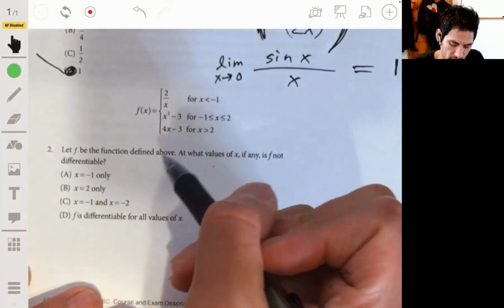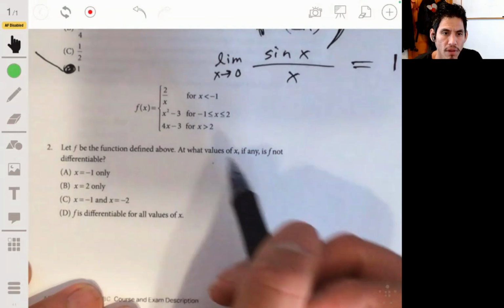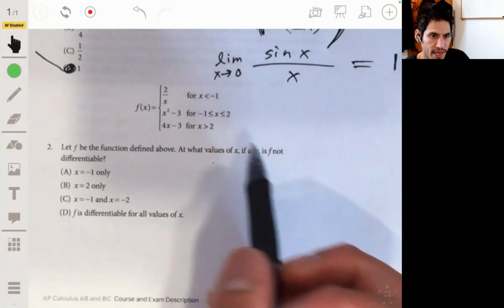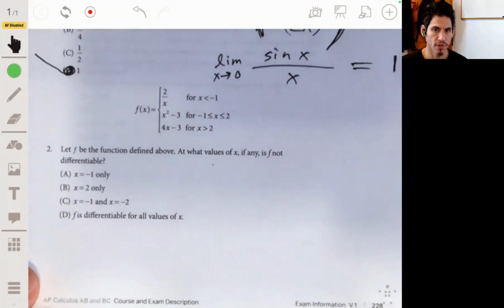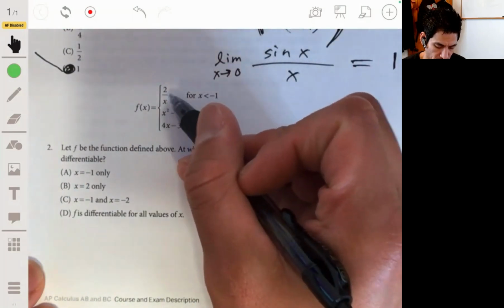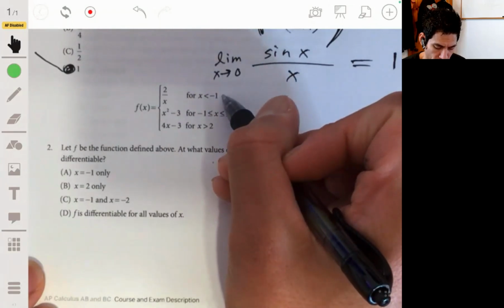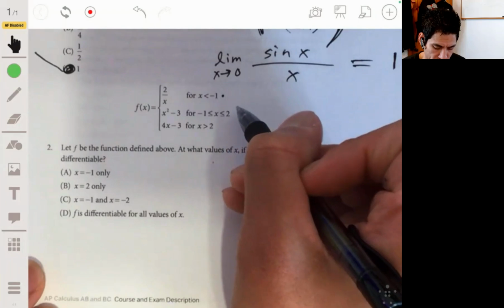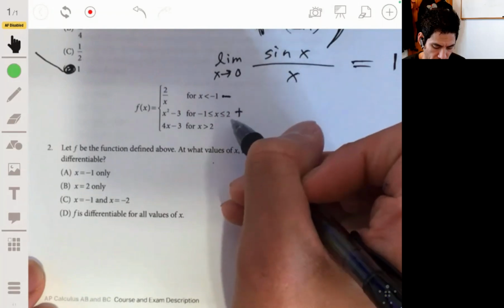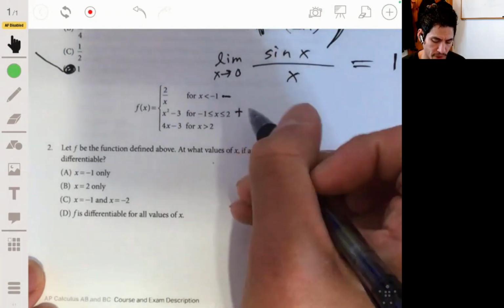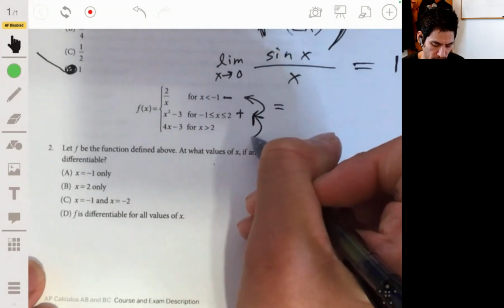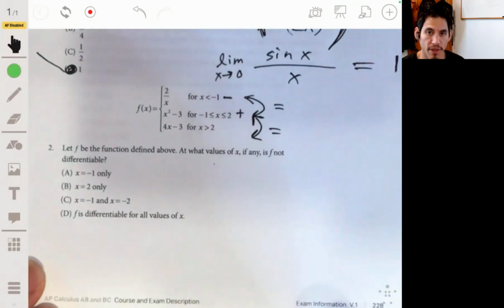But anyways, problem 2. It says let f be the function defined above, and for what values of x, if any, is f not differentiable. So let's first try to find where it's not continuous. It's not going to be continuous if the value from the left side, the negative side, doesn't equal the value from the right side, the positive. If we're going to connect these two, we want to make sure that these two values equal each other when you plug in these boundaries.